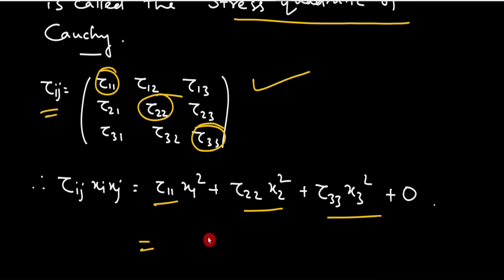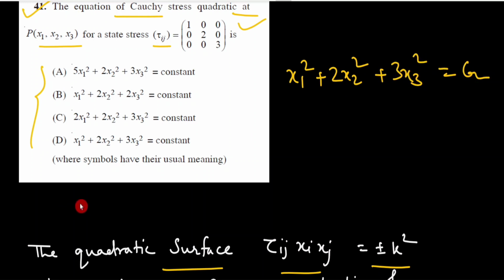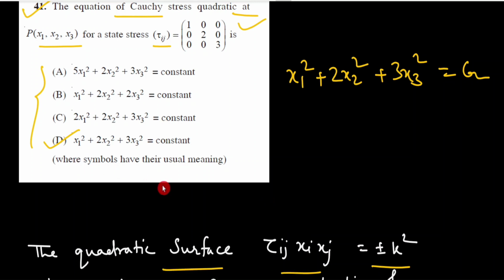So this implies clearly x1 square plus 2x2 square plus 3x3 square equal to constant. And that means in which option is it given? That is in option D. So question number 41, option D is the correct answer, and the remaining options are wrong. Now go to question number 42.